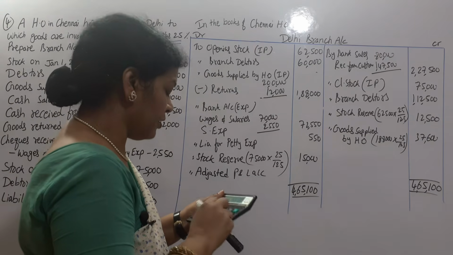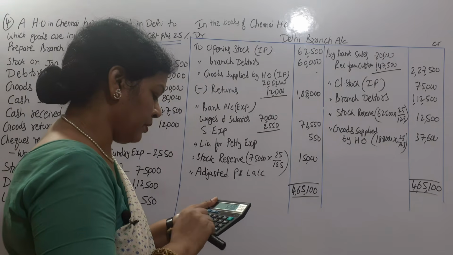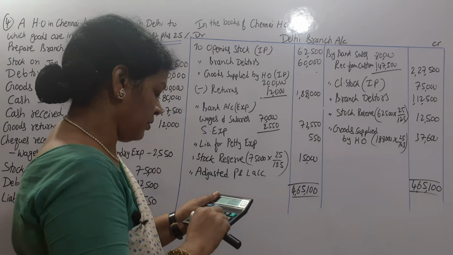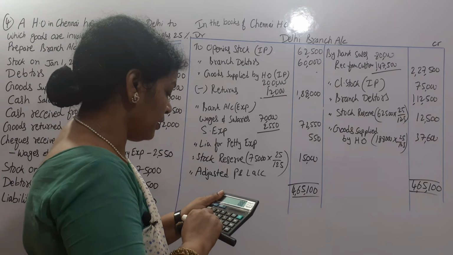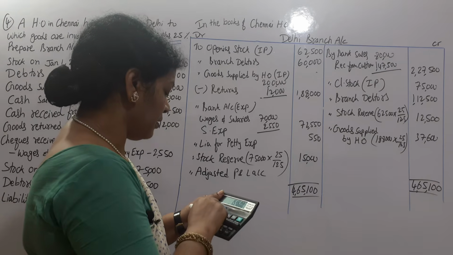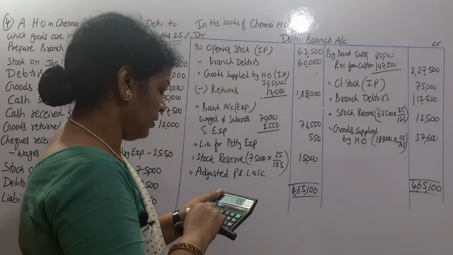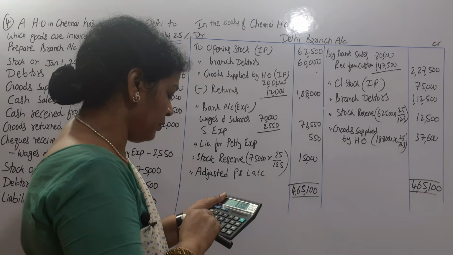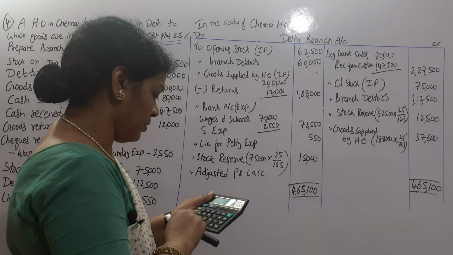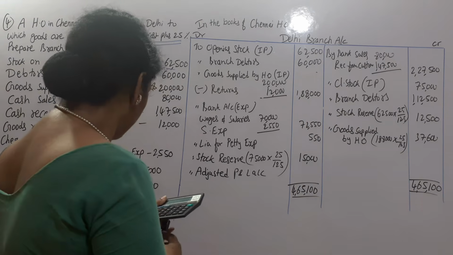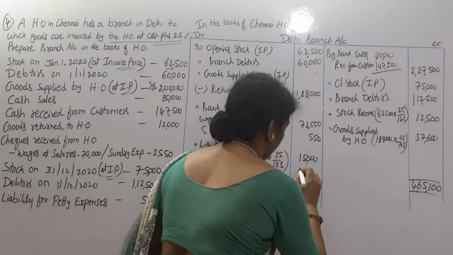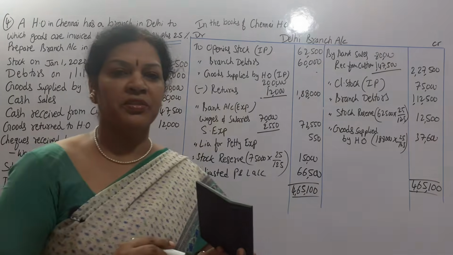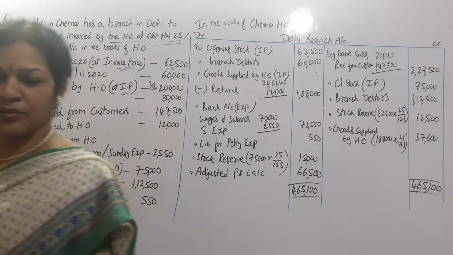Minus 62,500, 60,000, 1,88,000, 72,550, 550 and 15,000. We'll be getting 66,500. 66,500. That's our problem is simple. First take the screenshot, then I'll give you once again recap.